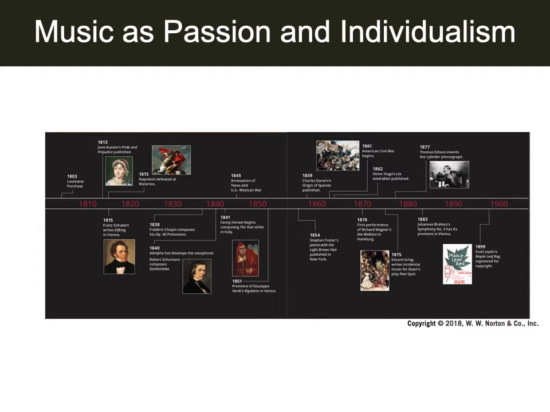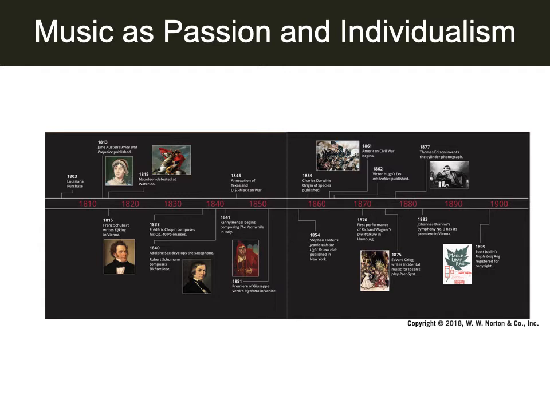Also in 1815, Franz Schubert writes The Elf King in Vienna. That's one of the pieces you'll listen to in the book. It is a German art song. It's very scary, supernatural. 1838, Frédéric Chopin composes his Opus 40 polonaises. A polonaise is a type of dance in France.